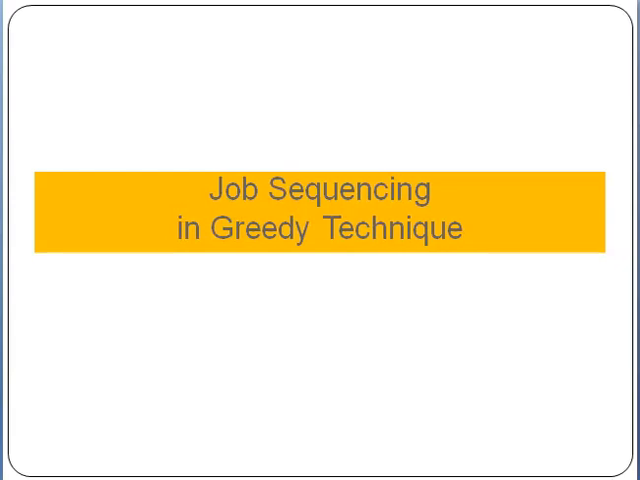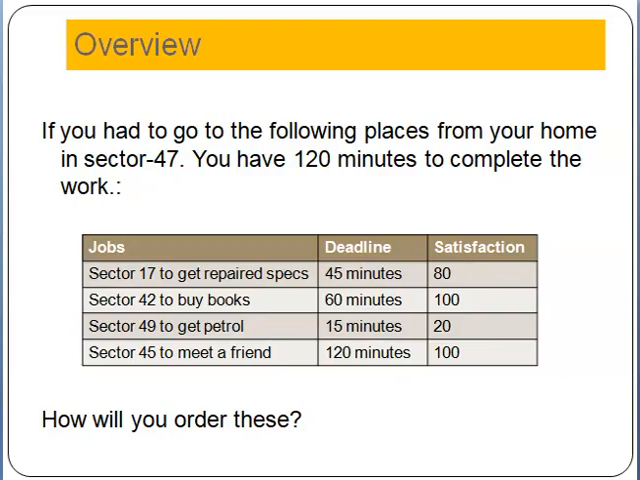Hello friends, in this video we will discuss the job sequencing problem under the greedy method. As we have seen in the previous videos, in the greedy method we select that particular item which gives us the maximum profit, since we have an objective function of maximization of profit. Similarly in job sequencing also we will try to maximize the profits. So first let us understand what job sequencing is.